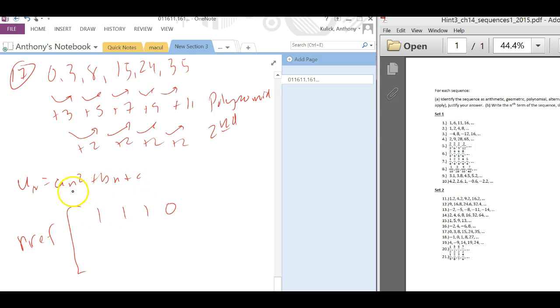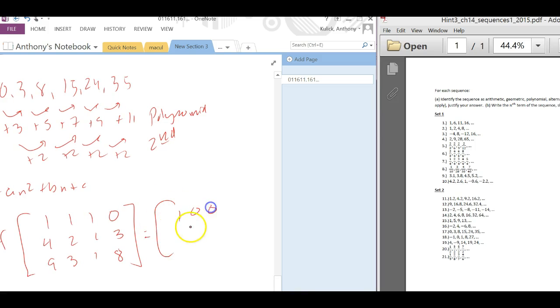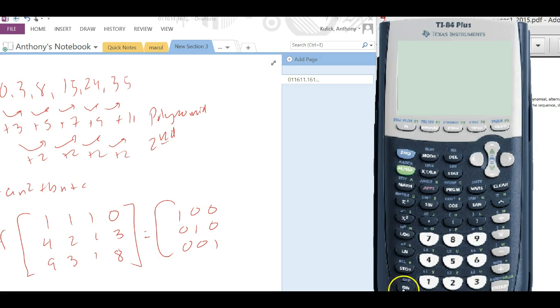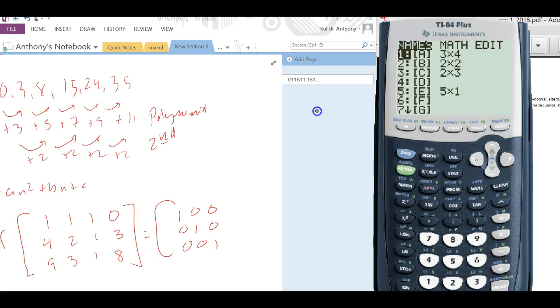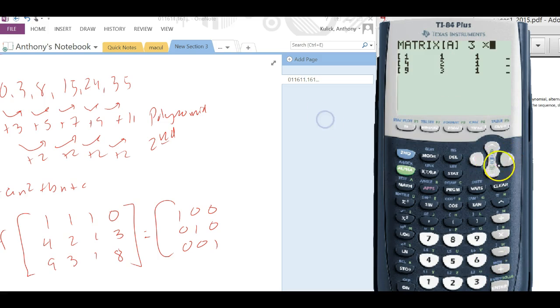So when I plug 1's in for the n's, I get 1a, 1b, 1c equals the first term, 0. When I do it for 2's in for n's, I get 2 squared or 4, 2, 1, and then equals 3. And the last one, plugging 3 in, I'm going to get a matrix of that form. Fire it up here. Just go over and edit my matrix. And the only thing that changed here was the last column.